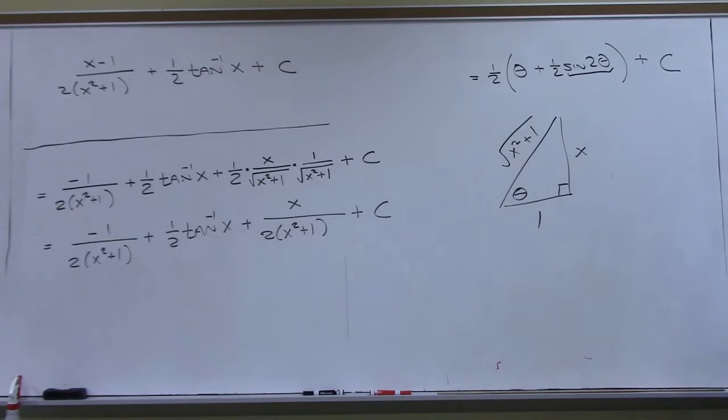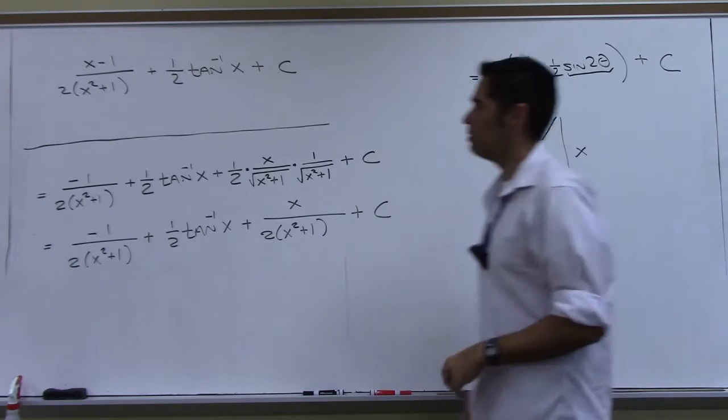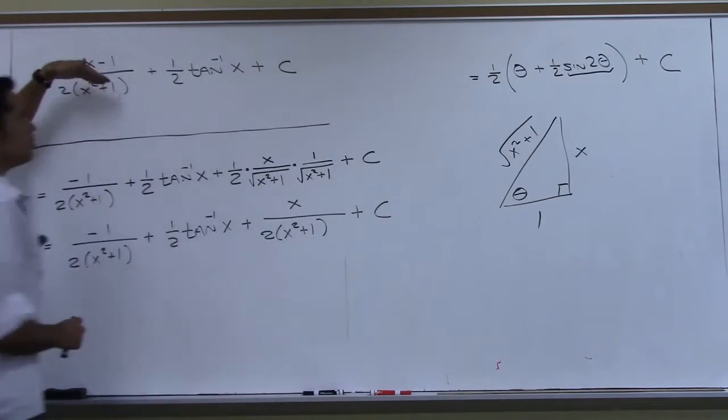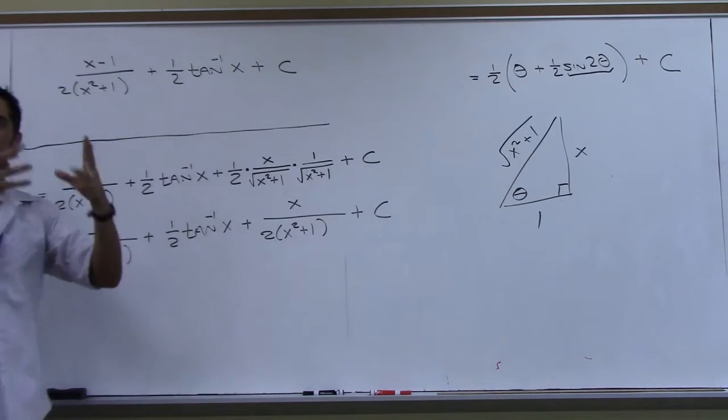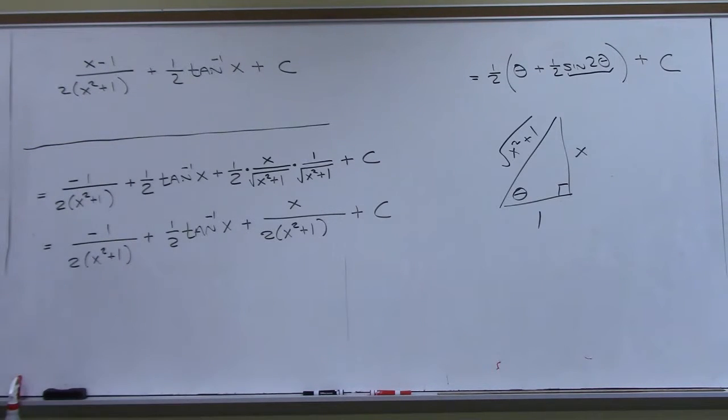How would you check that answer if you wanted to? You do quotient rule here, right? You have to take the derivative with quotient rule here, and then take the derivative here, and put it all together, and hope for the best. All right.